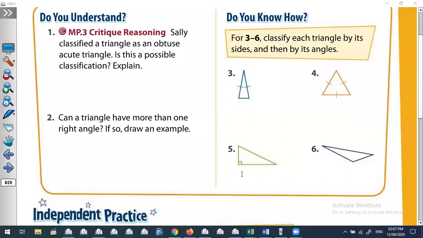Here we don't have any sides equal, so it will be a scalene triangle because we don't have any sides equal. The other one, here we have a square corner. Square corner means right triangle. Right triangle here.